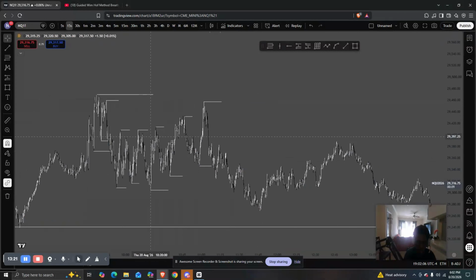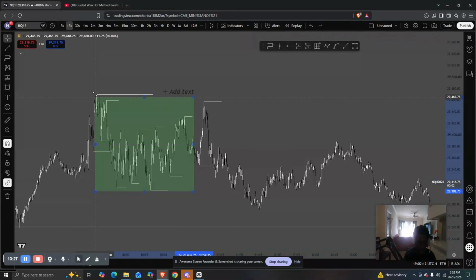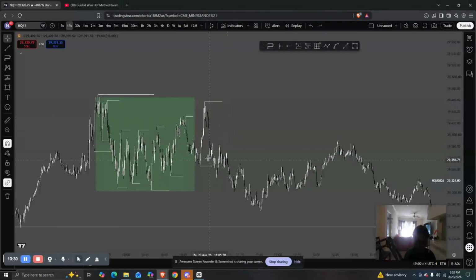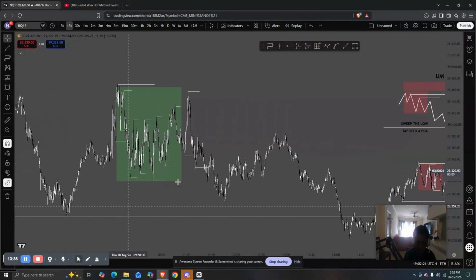So what do we have here? We have accumulation. Our accumulation here. We obviously disrespect this low, we start to disrespect this low here. And then we have our range low down here. So this would be marked as our accumulation.